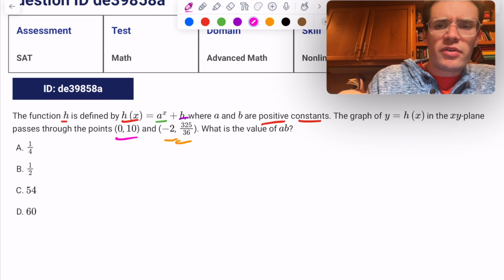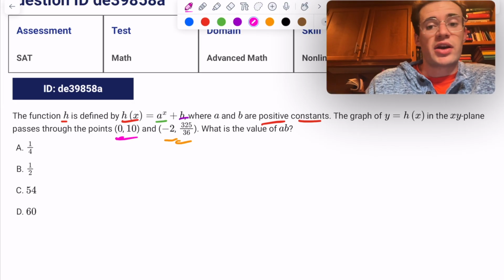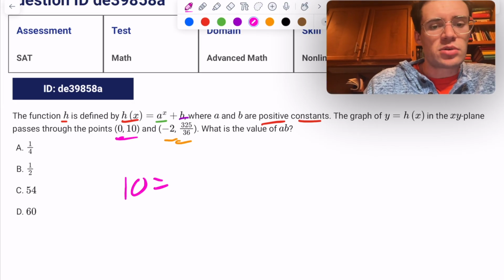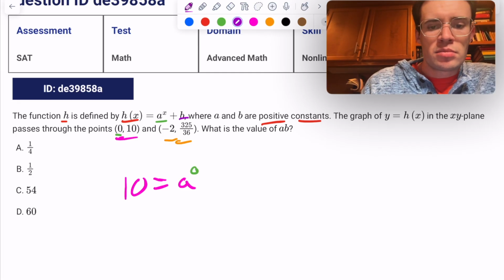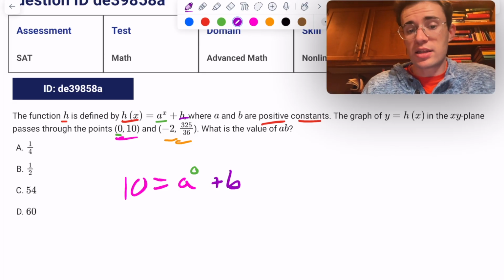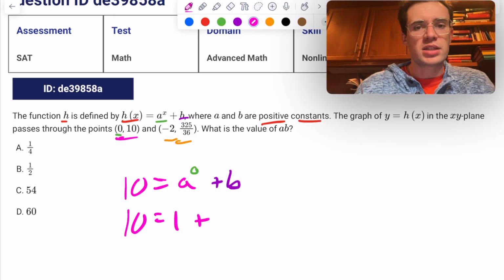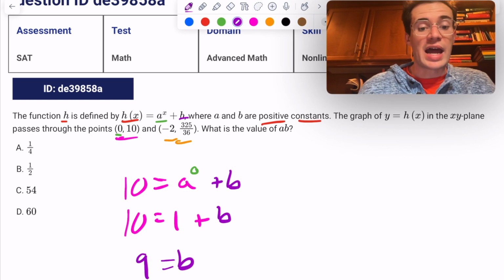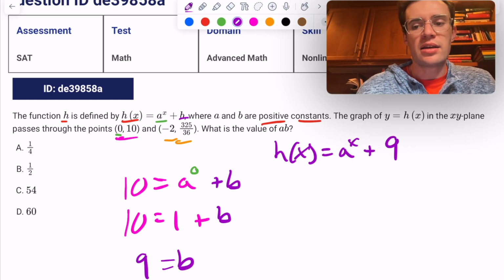Okay, well, we've had a couple like this. You just start with plugging in the 0 for x and the 10 for h of x, or for your output. You get 10 is equal to a to the 0 power, 0 is what we plugged in there, plus b. Now, anything to the 0 power is 1. So this gives us that 10 is equal to 1 plus b. And then to get b alone, you just subtract 1 from both sides. You get b is equal to 9. All right, so our b value is 9. We could rewrite this as h of x equals a to the x plus 9.